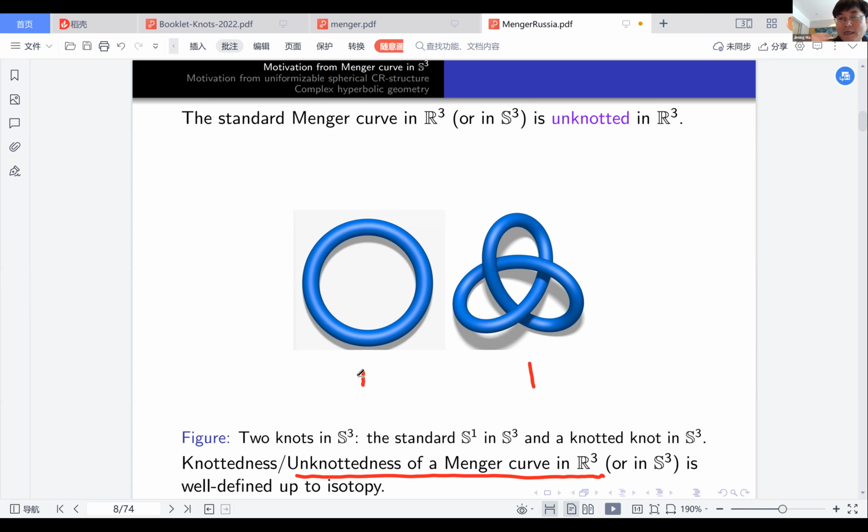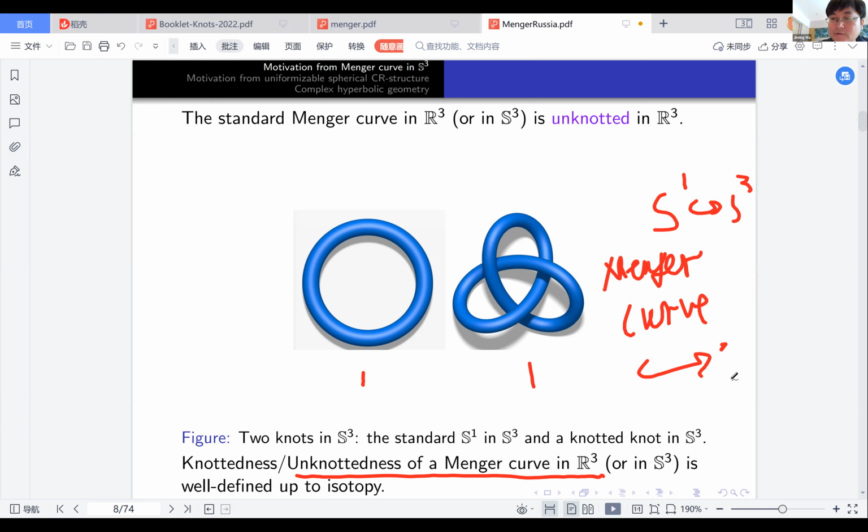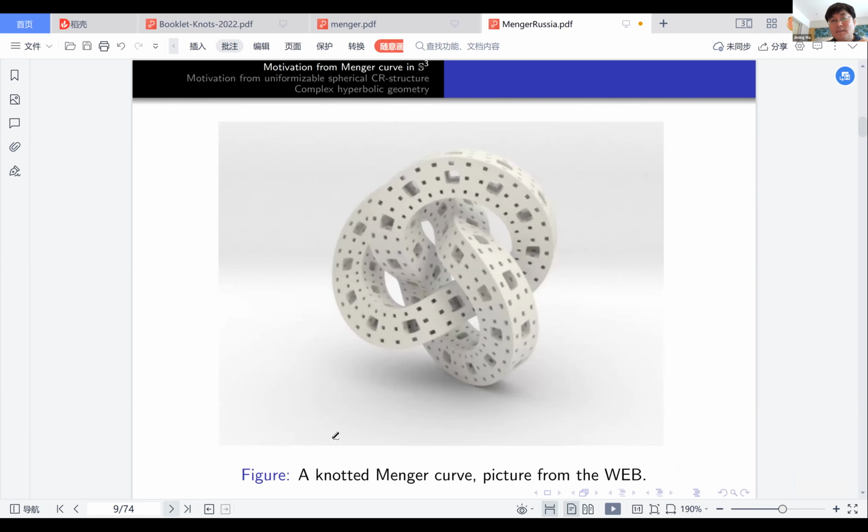So in some sense, today we do not consider S1 embedded in S3, but we consider Menger curve embedded in the three sphere. Here is a knotted Menger curve. You can imagine this one is knotted since the fundamental group of the complement of it is not a free group.